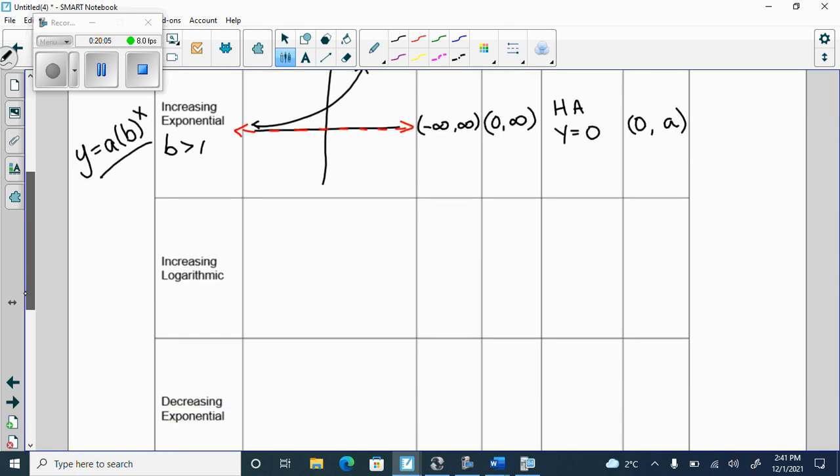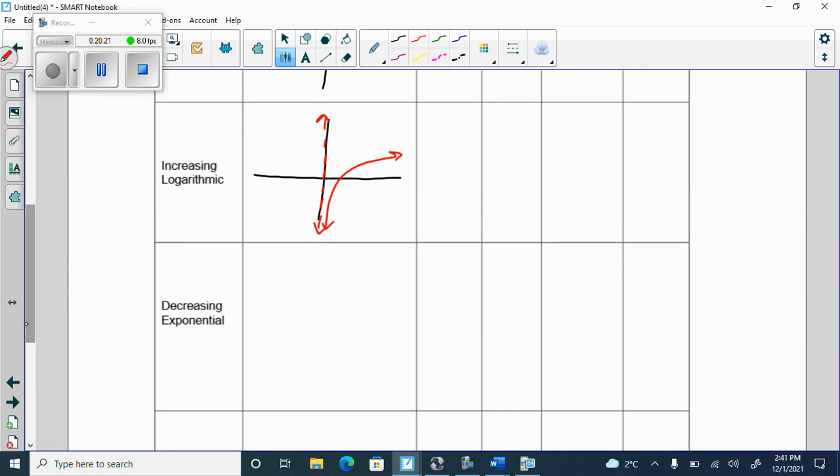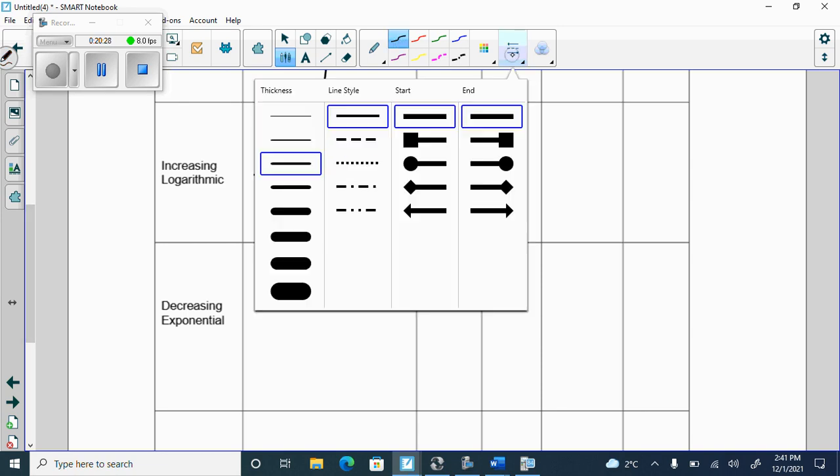Okay. An increasing logarithmic just looks like this. We're not going to talk about the equation at this very moment, but it looks like this. So you have your vertical asymptote like this, and it increases. It goes like this. We're going to deal with the log in a second. We're going to go to decreasing exponential first.